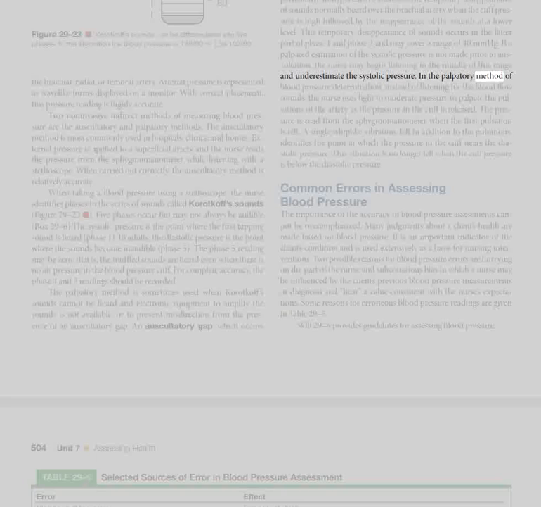In the palpatory method of blood pressure determination, instead of listening for the blood flow sounds, the nurse uses light to moderate pressure to palpate the pulsations of the artery as the pressure in the cuff is released. The pressure is read from the sphygmomanometer when the first pulsation is felt. A single whip-like vibration, felt in addition to the pulsations, identifies the point at which the pressure in the cuff nears the diastolic pressure. This vibration is no longer felt when the cuff pressure is below the diastolic pressure.